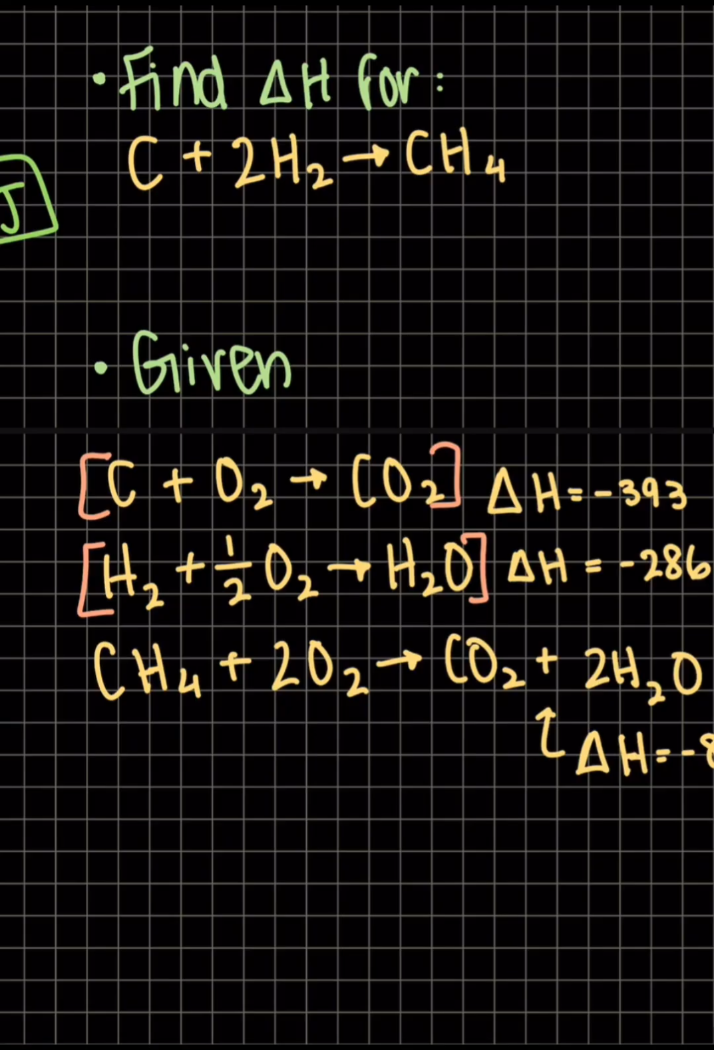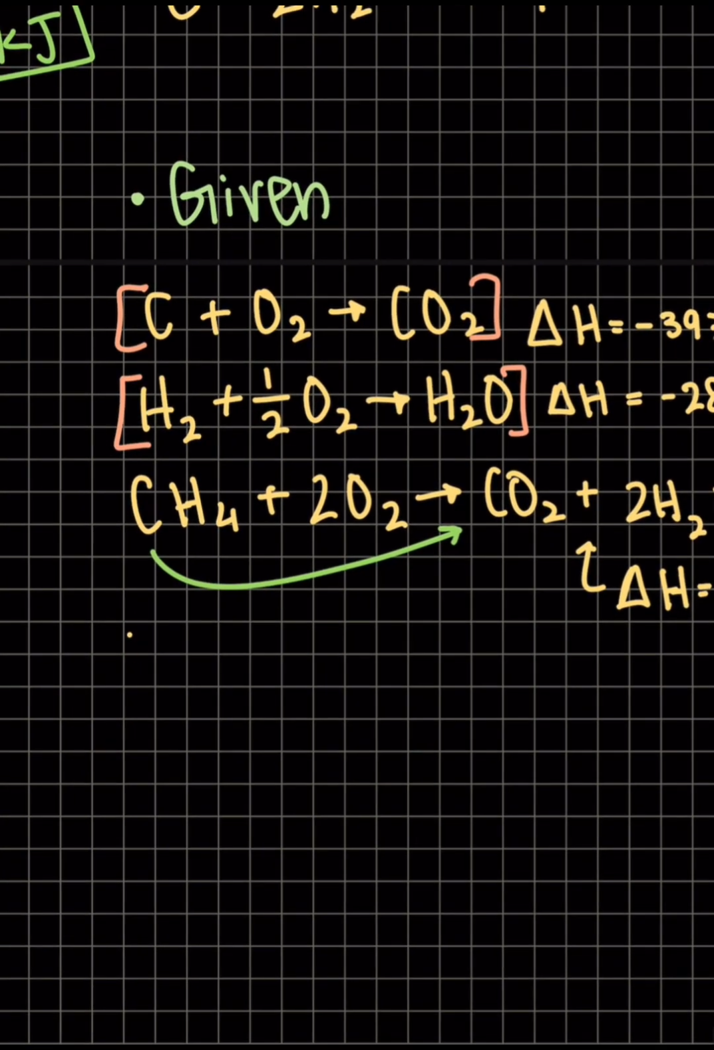We'll see. Then the final one, I see that I need to have a CH4 on my right-hand side. Let me look for CH4. There it is right here. But look, this one is on the left-hand side. I need CH4 to be on the right-hand side. So I know automatically I'm going to flip this equation.